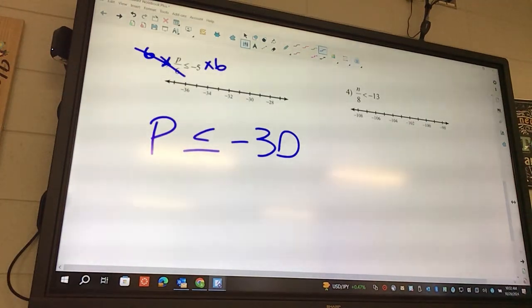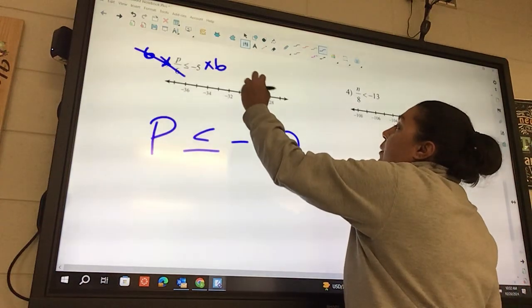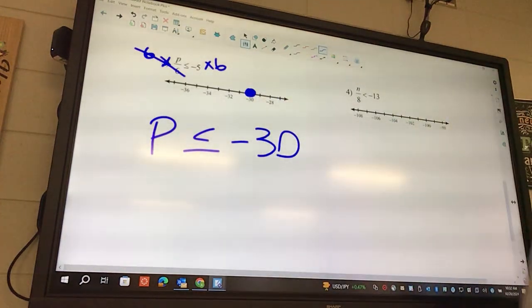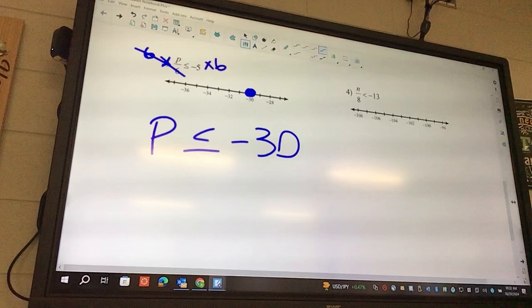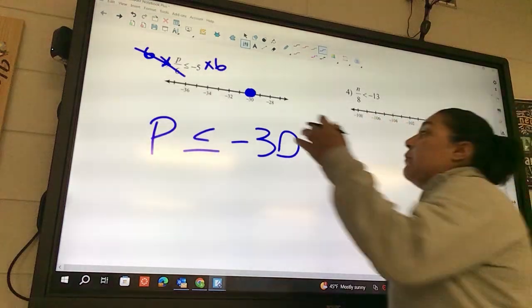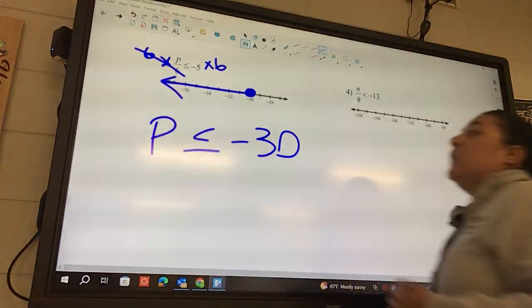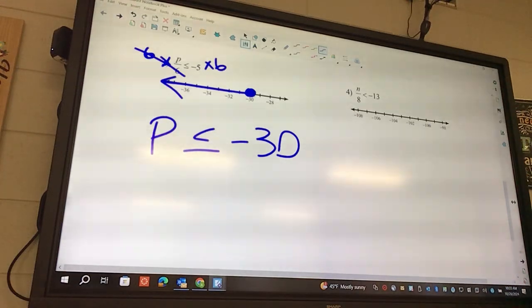On the negative 30, is that going to be open or closed? Closed. It's going to be closed. Okay, who is the alligator eating? He's eating the number. Okay, so that means he's not hungry, so we're going less than, so to the left.